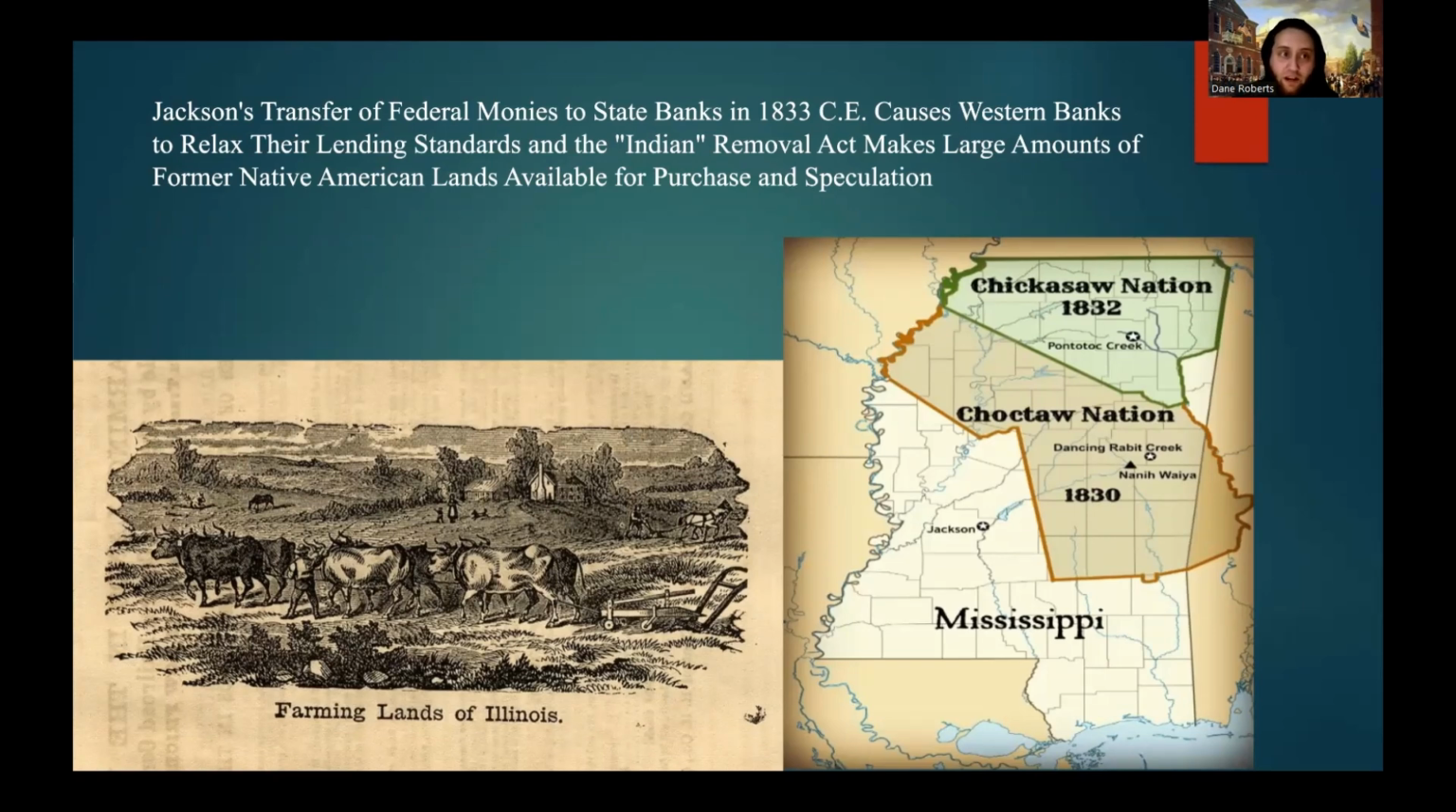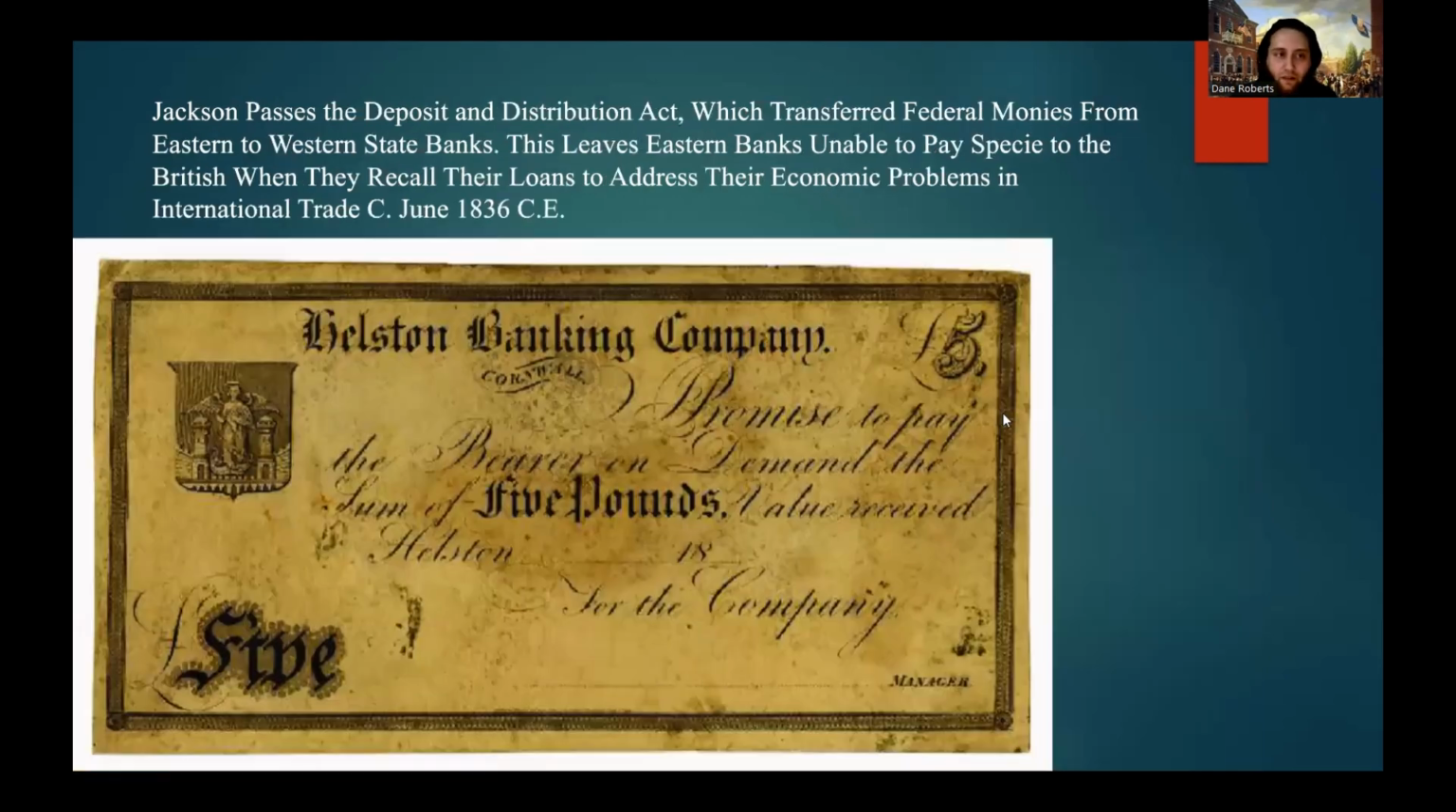during Jackson's presidency, Jackson would transfer federal monies to state banks, specifically in 1833 CE, which caused Western banks to relax their lending standards, and the Indian Removal Act made large amounts of former Native American lands available for purchase and speculation. Jackson would also pass the Deposit and Distribution Act, which transferred federal monies from Eastern to Western state banks, which would leave Eastern banks unable to pay specie or gold currency to the British when they recalled their loans to address their economic problems in international trade in June of 1836 CE.